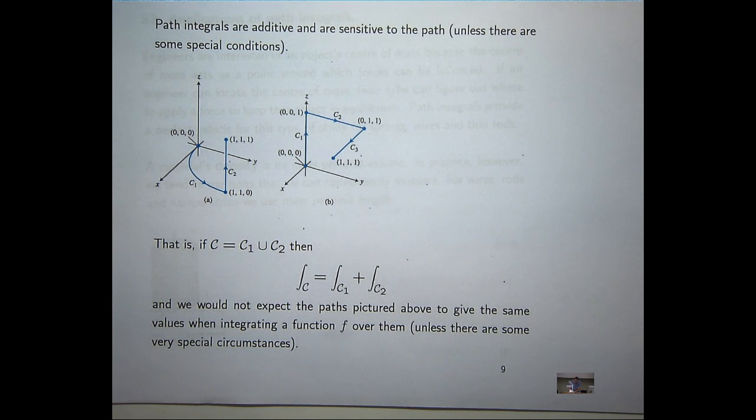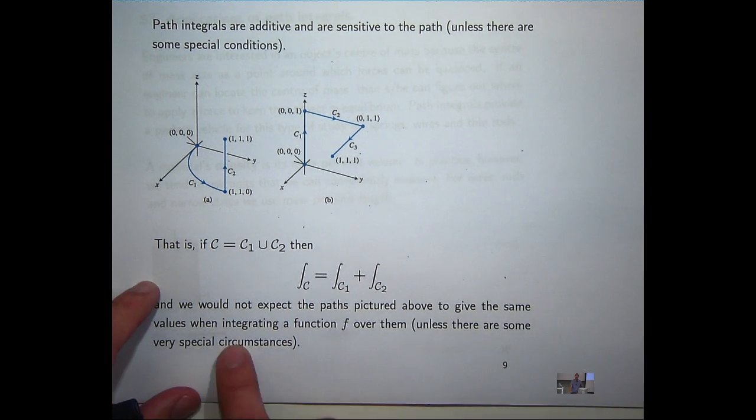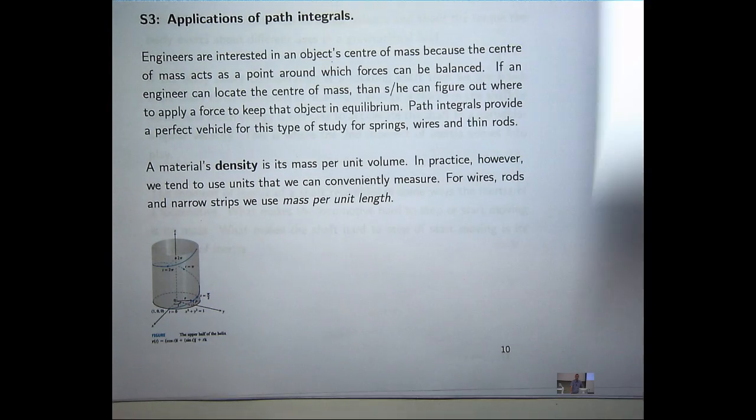Path integrals are sensitive to the paths that you take. Even if you end up at the same points, like in this case, the path integrals are sensitive to the paths, unless there are some very special circumstances. Okay, so that's how to compute.